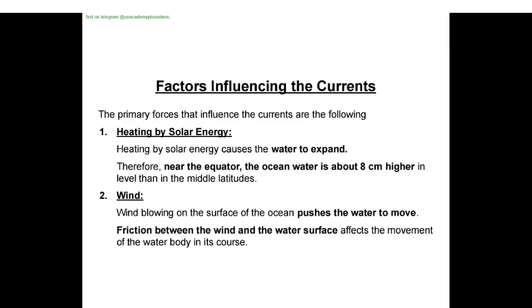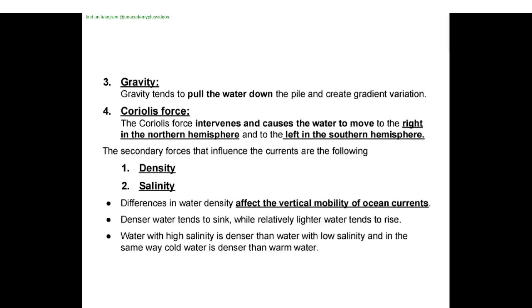Wind. Wind blowing on the surface of the ocean pushes the water to move. Friction between the wind and the water surface affects the movement of the water body in its course. Gravity. Gravity tends to pull the water down the pile and create gradient variation. Coriolis force. The Coriolis force intervenes and causes the water to move to the right in the northern hemisphere and to the left in the southern hemisphere.